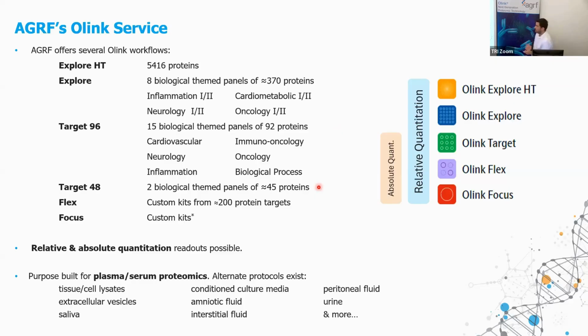Target 48. Target 48 is an important one to talk about because it's the first panel which gives you an absolute quantitative readout. That is to say, the data that you get at the end of the workflow is a picogram per mil reading. The previous workflows, being Target 96 and the Explore workflows, give you a relative quantitative readout. That is to say, a normalized protein expression value from the results. I'll discuss a little bit the types of analysis which can be built from that. But Target 48, if you're looking for absolute quantitation, that's pretty much the way you go.